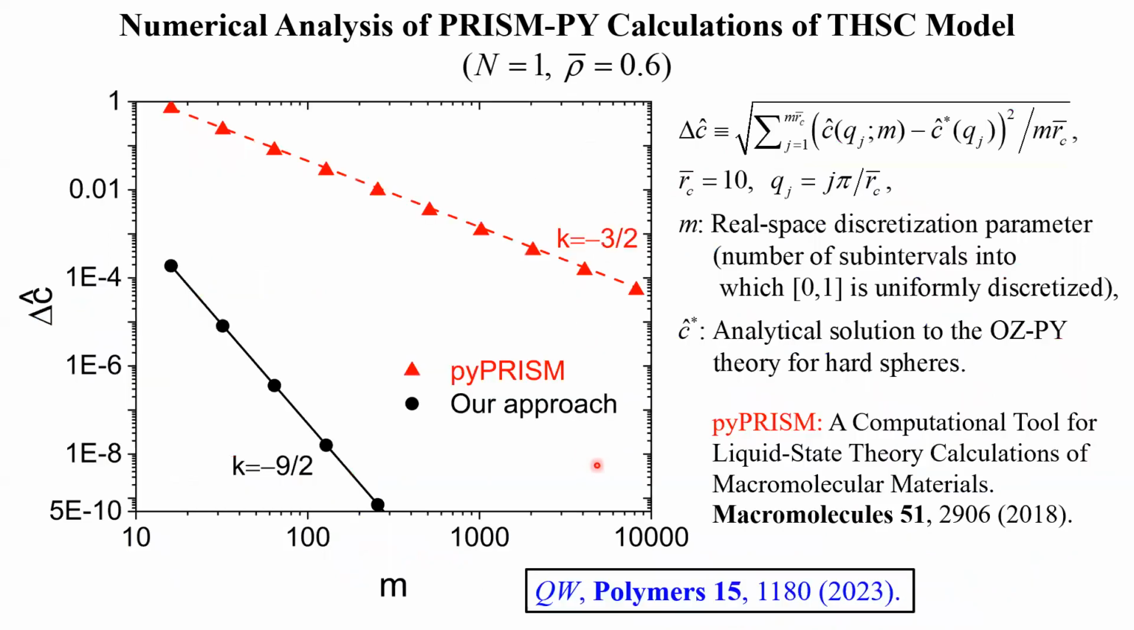Similarly, this log-log plot compares delta C hat given by our approach, shown in black, and that by PyPrism, shown in red, a recently developed Python-based open-source framework for PRISM calculations. We see that our approach is several orders of magnitude more accurate than PyPrism. Note that our convergence rate here is slightly faster than the k equal to -4 on the previous slide because we iteratively solve C here.